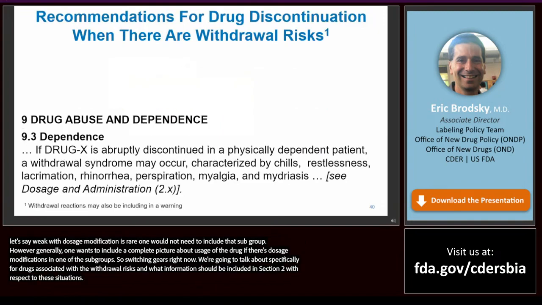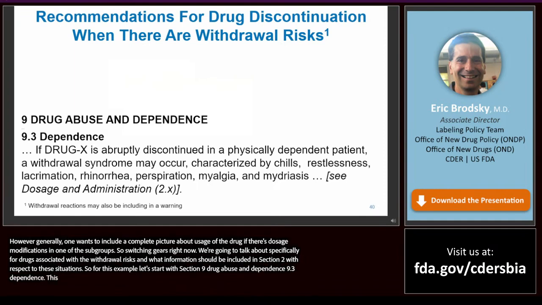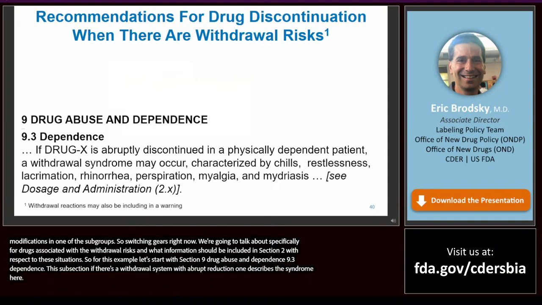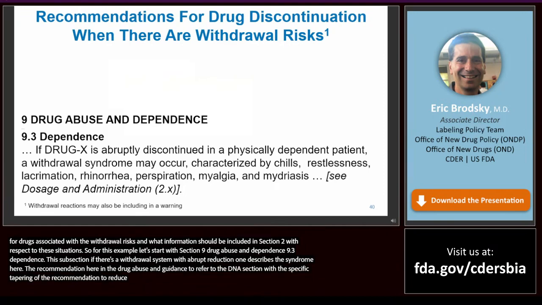So for this example, let's start with Section 9, drug abuse and dependence, and specifically subsection 9.3, dependence. In this subsection, if there's a withdrawal syndrome upon abrupt discontinuation or abrupt dosage reduction, one describes the discontinuation syndrome here. And the recommendation here in the drug abuse and dependence section of labeling guidance is to refer to the DNA section for the specific tapering recommendation to reduce the risk of a withdrawal syndrome upon abrupt discontinuation.